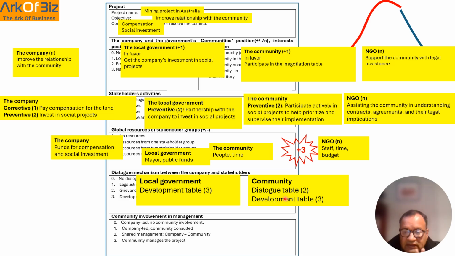That's why here we need to differentiate between dialogue table and development table. Dialogue table has a value of 2 and development table has a value of 3. Now let's go to the community involvement in management. So now this is a different stage.